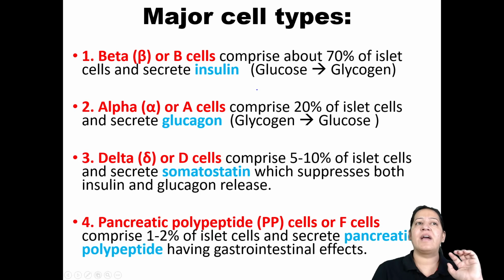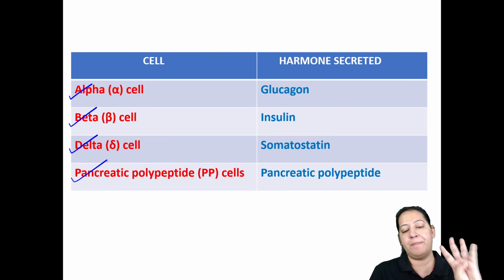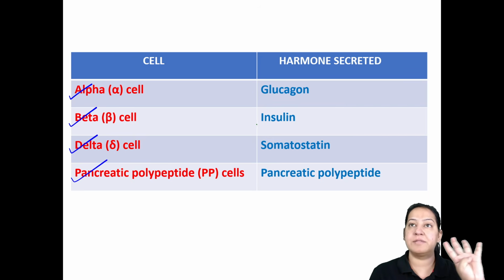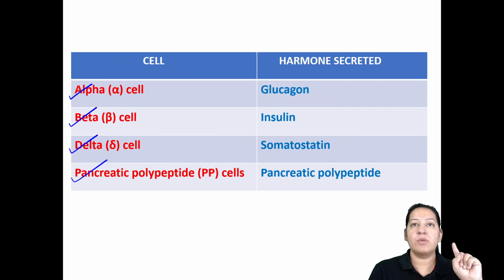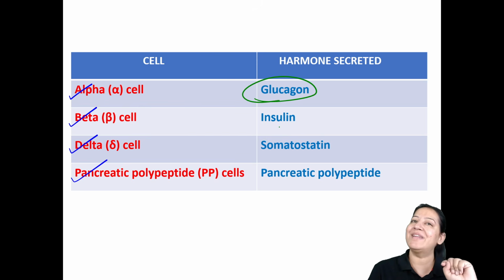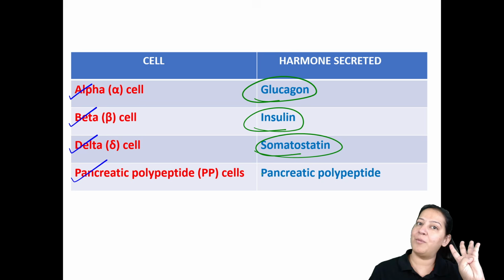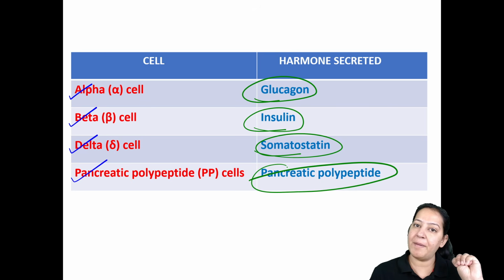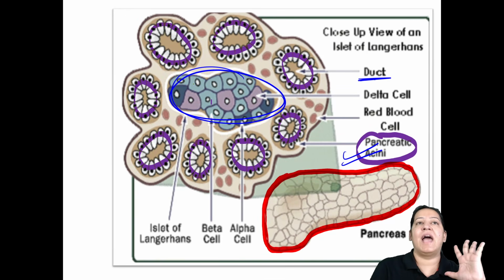In the islet of Langerhans, there are four cells. What are the four cells? Alpha cell, beta cell, delta cell, pancreatic polypeptide cell. These are the four types of cells which secrete four different types of hormones into the blood. Alpha cells secrete glucagon, beta cells secrete insulin, delta cells secrete somatostatin, and pancreatic polypeptide cells secrete pancreatic polypeptide, PP, right? So these are the four different hormones secreted by four different types of cells in the islet of Langerhans.